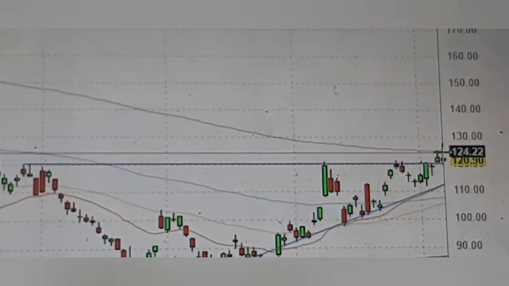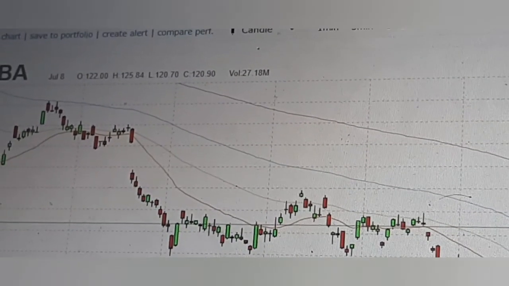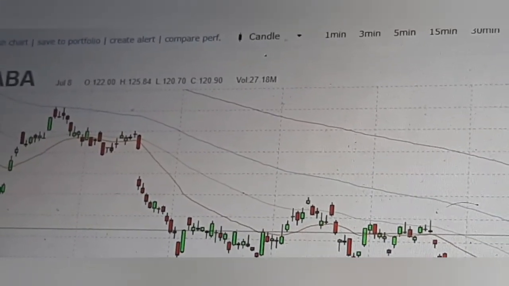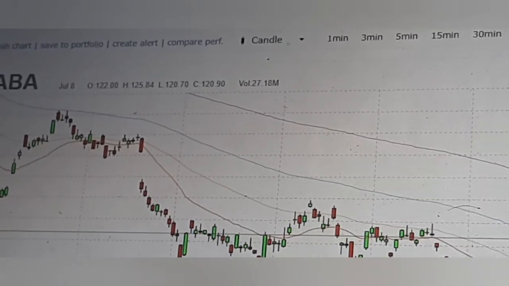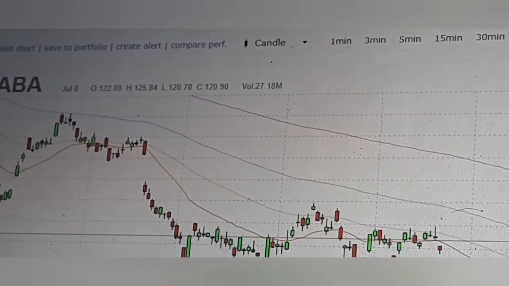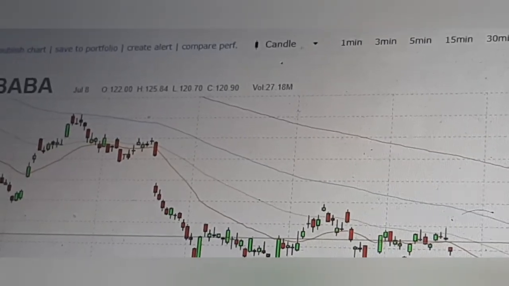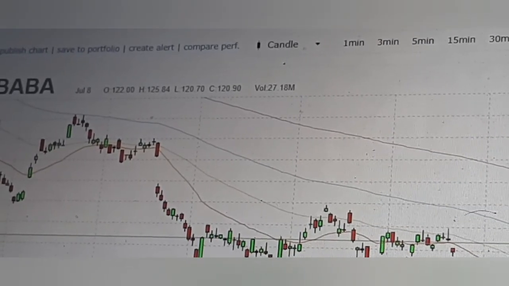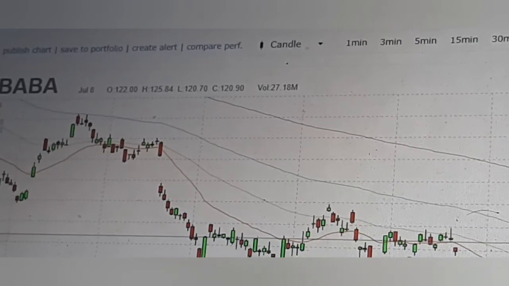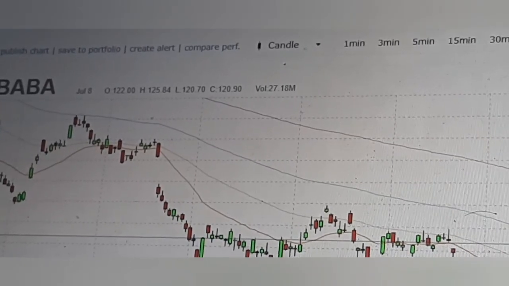So come Friday, guys, you check it out, right? We opened up at 122. So I didn't hop in at the 122 area. But when it went over where we closed at from Thursday, I took that as a bullish signal. I jumped into BABA. BABA got as high as 125.84.